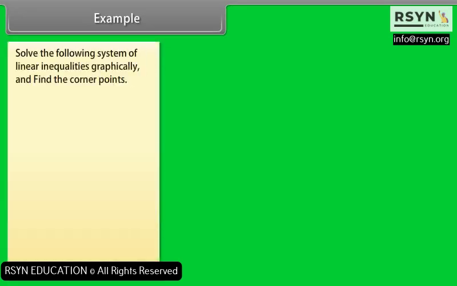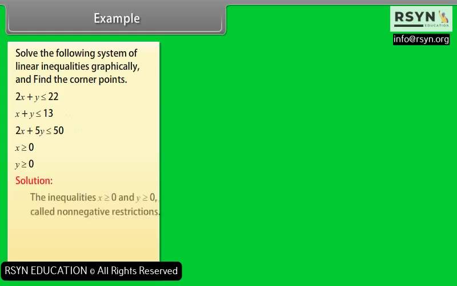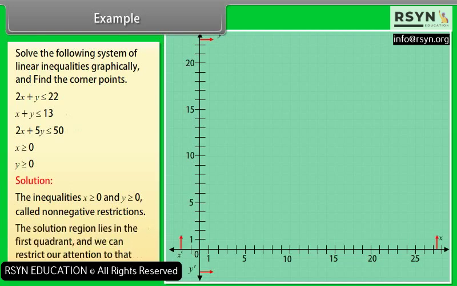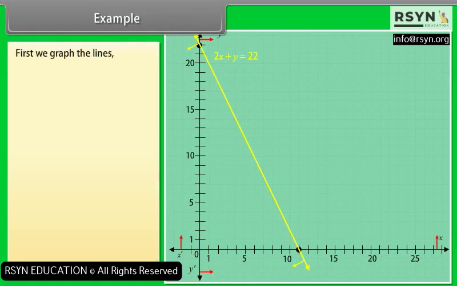Example: solve the following system of linear inequalities graphically and find the corner points. 2x + y ≤ 22, x + y ≤ 13, 2x + 5y ≤ 50, x ≥ 0, y ≥ 0. Solution. The inequalities x ≥ 0 and y ≥ 0 are called non-negative restrictions. The solution region lies in the first quadrant and we can restrict our attention to that portion of the plane. First, we graph the lines as follows.